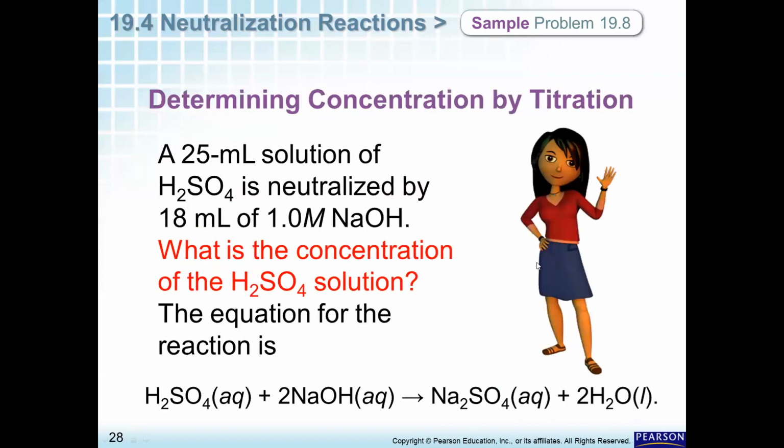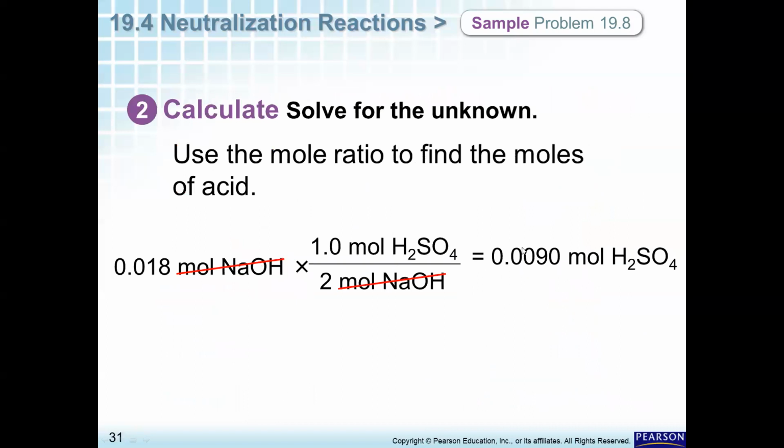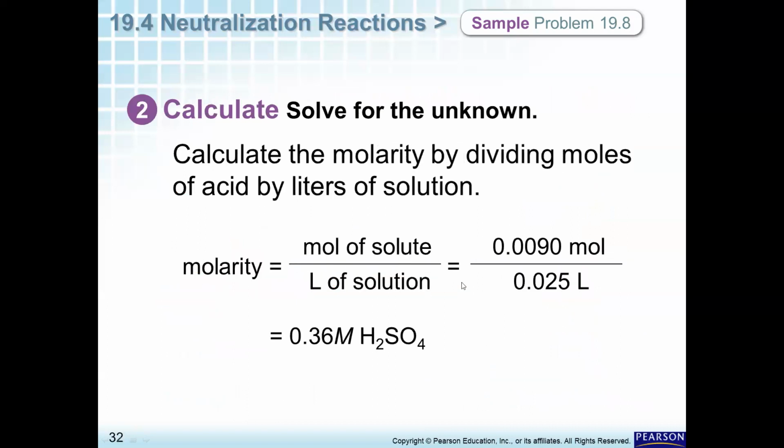Let's read the question. We started with 25 milliliters, so that has to be converted into liters. Then we divide the moles of solute by the liters of solution, which is 0.009 moles by 0.025 liters. Where is the 0.025 coming from? From the 25 milliliters that we started with. And where is the 0.009 coming from? From our calculation. So the concentration will be 0.36 molar of H2SO4.